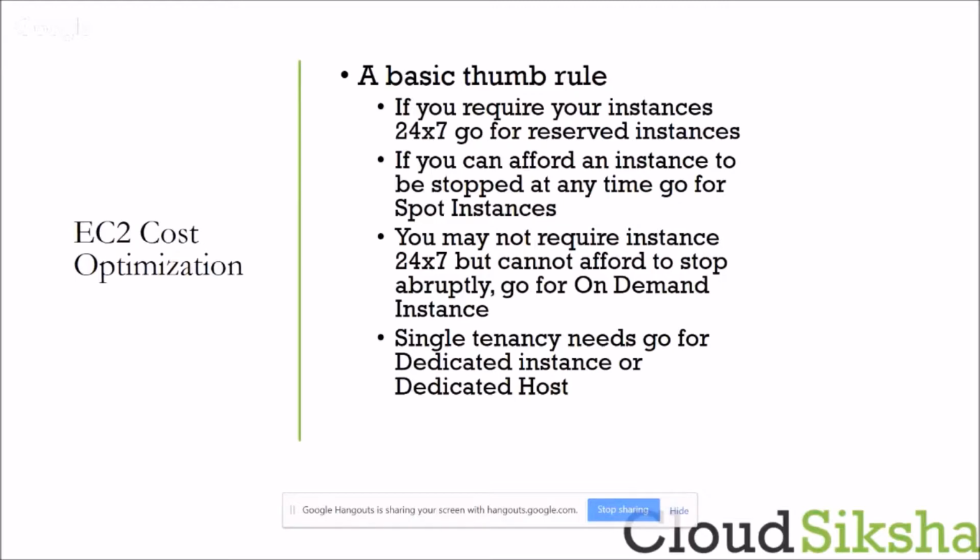Again, as I said, rule of thumb: 24/7, reserved instance. If you can afford to stop an instance at any point in time, and that instance is only needed once in a while or whenever you need to boost up capacity, then go for spot instance because you get it at a much cheaper price. But if you cannot afford to stop an instance abruptly, then go for on-demand instance.